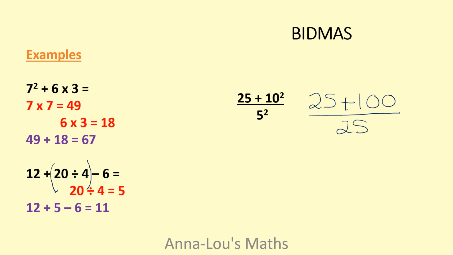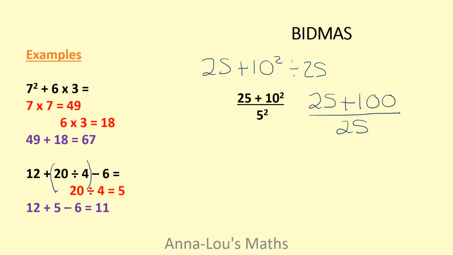Now usually, as we know, divide comes before addition. However, this divide line is going over all of it. So it's the sum of the top, the whole sum, divided by 25. It's not the 100 divided by 25 and then add the 25. If it had been that, it would have been 25 plus 10 squared, and then divide by 25. So it's different written this way to written this way.